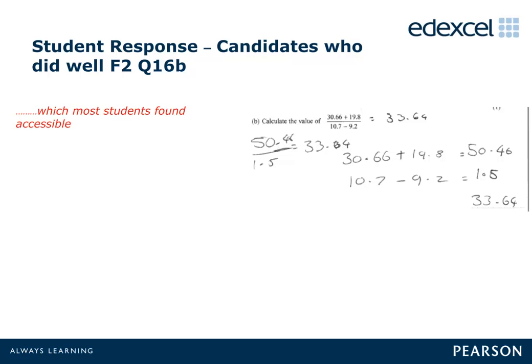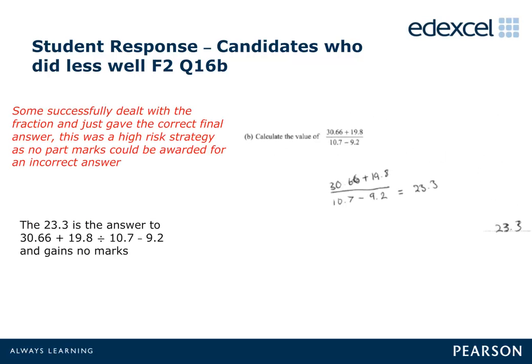Candidates were generally competent at using a calculator. For this question, many got the correct answer of 33.64 by working out the numerator and denominator separately. However, many did not use their calculator correctly.